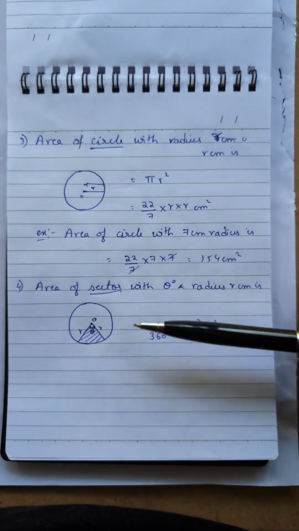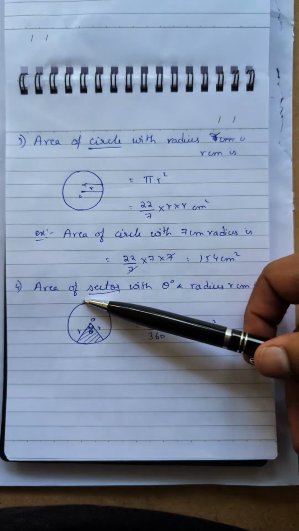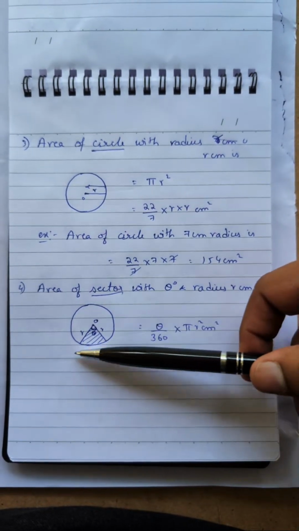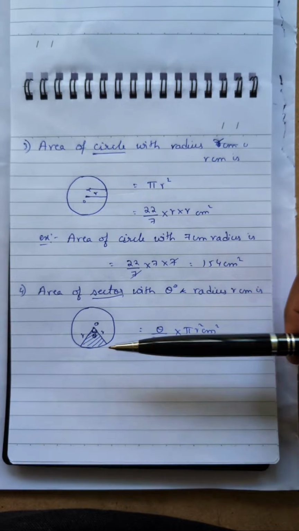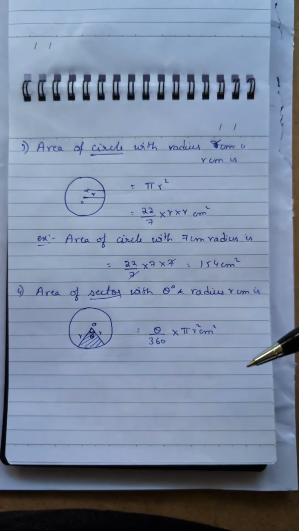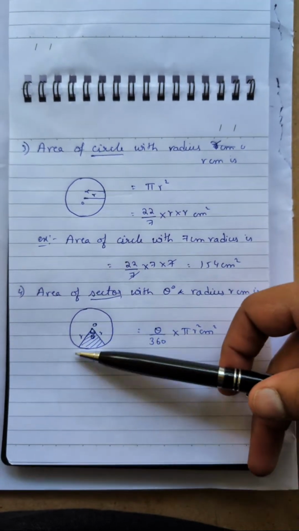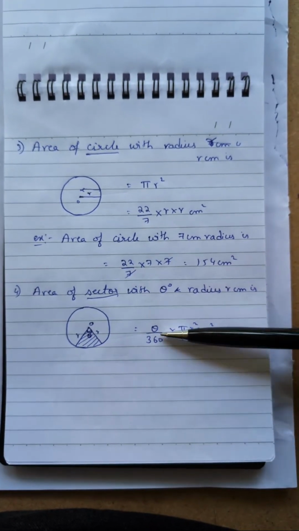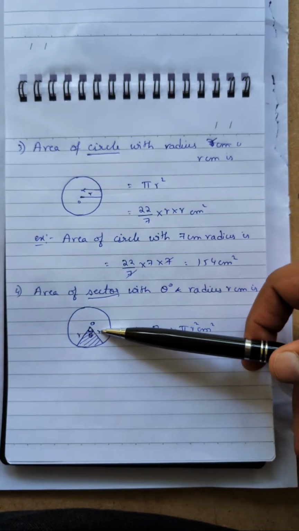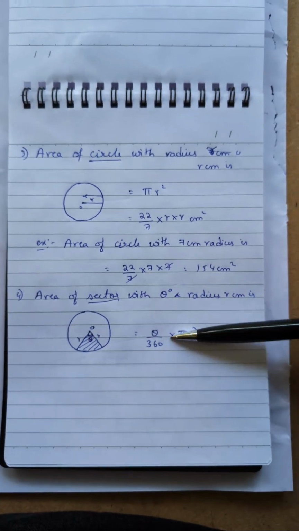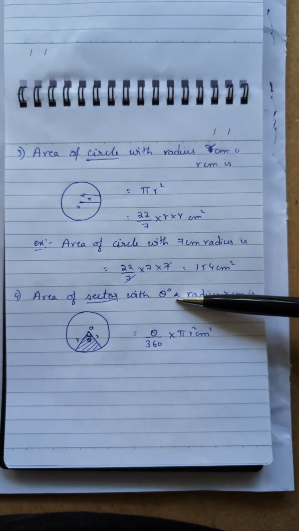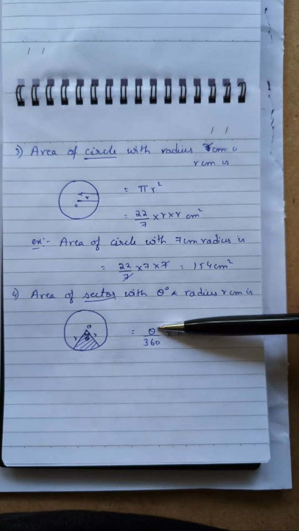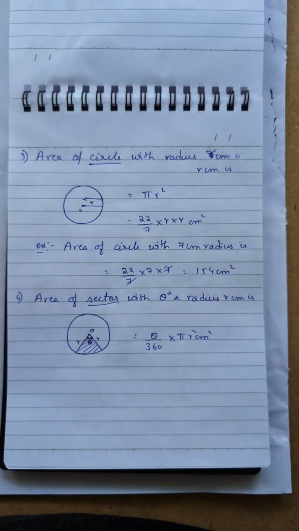So what is area of sector? So what is a sector? A sector is a circle with some portion taken. You can also take it as a slice, for example of a pizza. So area of sector, you can find it as theta by 360 into pi r square, where theta is the angle subtended by the sector. In this way we can find out area of sector with theta degrees and 360 as the total circle. So theta by 360 into pi r square.